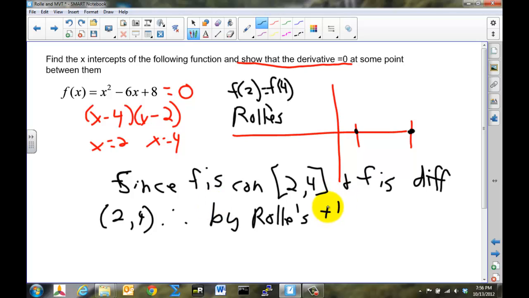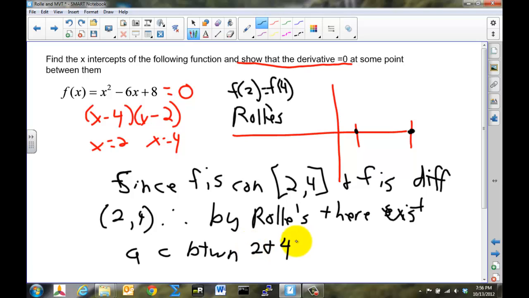there exists a C between 2 and 4 such that f prime at C equals 0. And that's all this problem asks us to do.